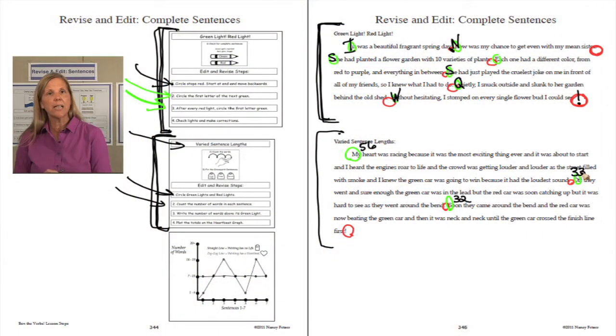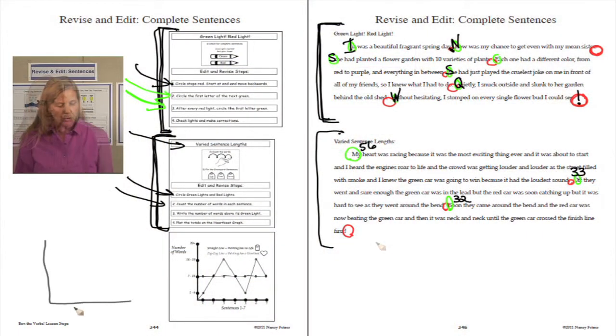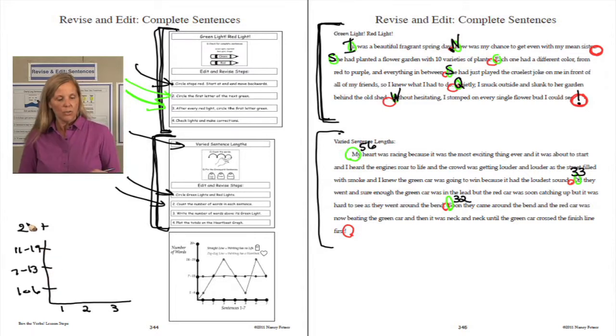So we've counted the sentences. Next, we will graph them. You will just put down the number of sentences on the bottom. So we have 1, 2, 3. Then on the graph itself, you will label the number of words. So notice on this graph, I have 1 to 6 words in the sentence, 7 to 13, 14 to 19, and 20 and above. We'll go to the first sentence and say we had 56 words there. We're going to dot 20 and above. We had 33 words, 20 and above. Our third sentence was 32. So here's our third sentence, and 20 and above.